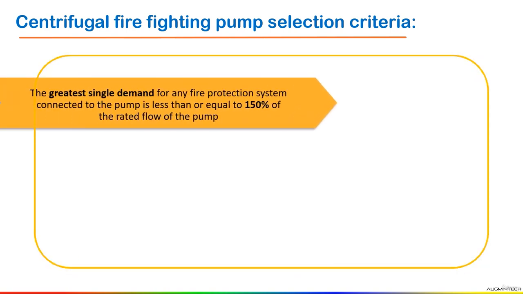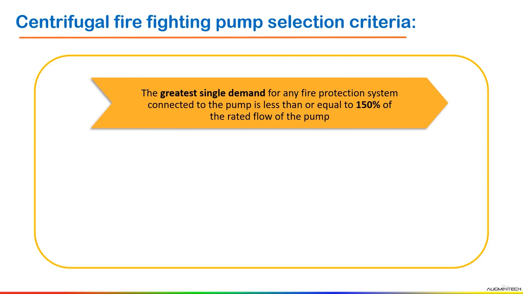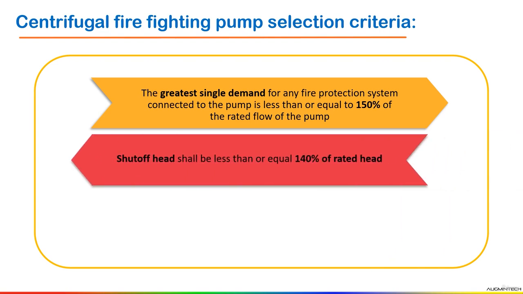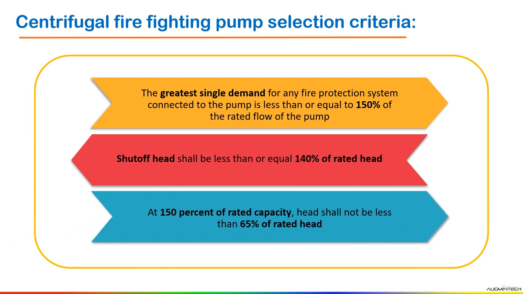Remember, while selecting this centrifugal pump we have to follow this: the greatest single demand for any fire protection system connected to the pump is less than or equal to 150% of the rated flow of the pump. Okay, second, the selection criteria for centrifugal fire pump is what? Shutoff head shall be less than or equal to 140% of rated head. Third criteria, at 150% of rated capacity, head shall not be less than 65% of rated head.